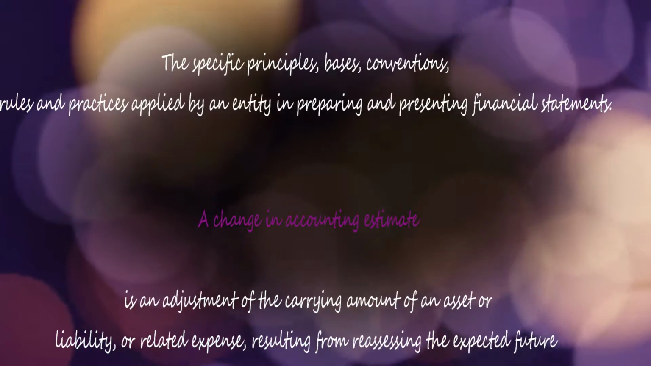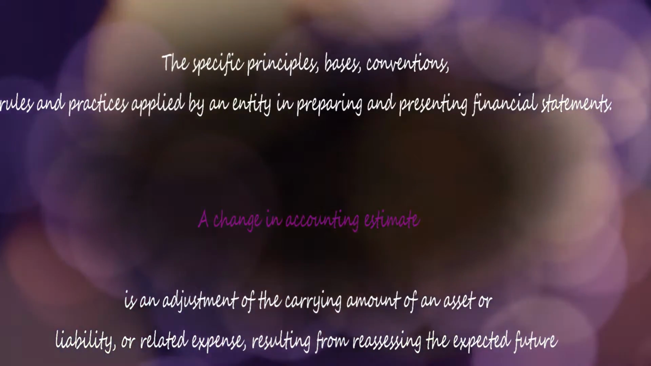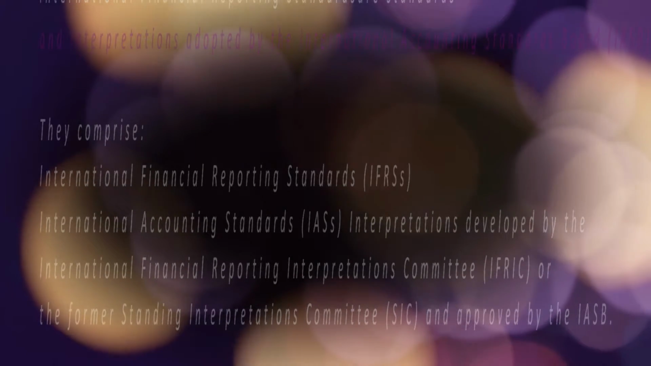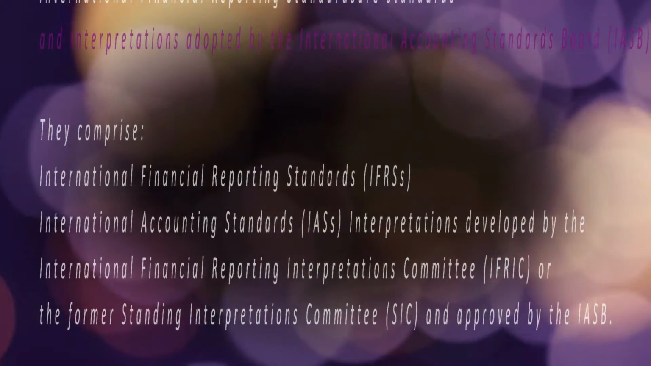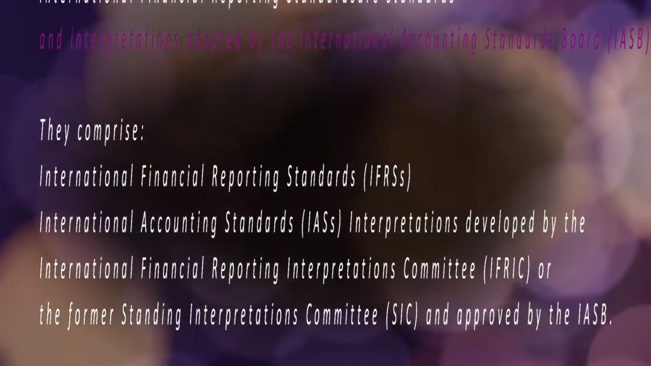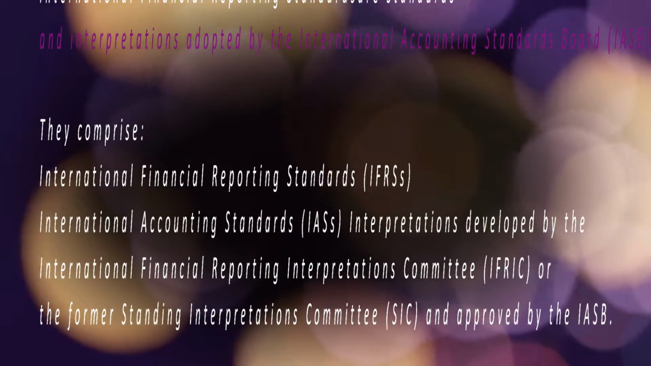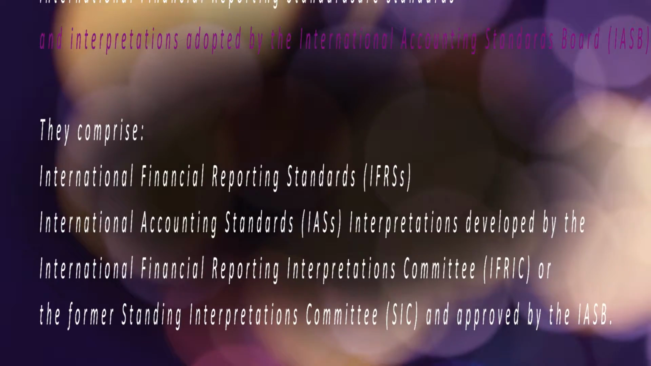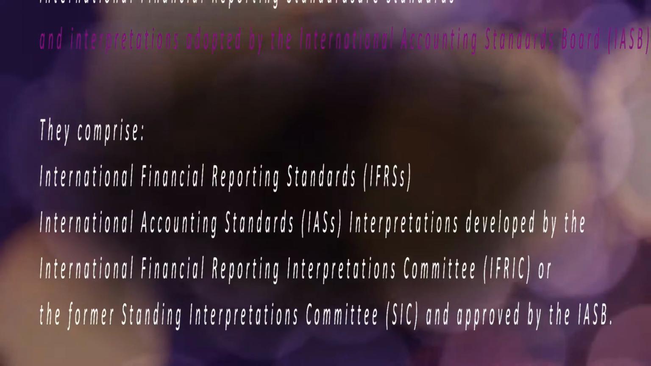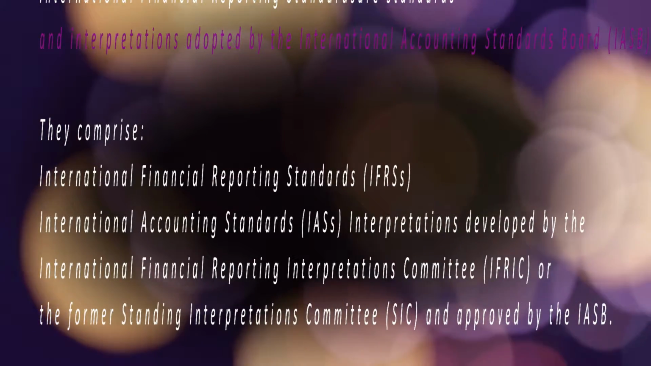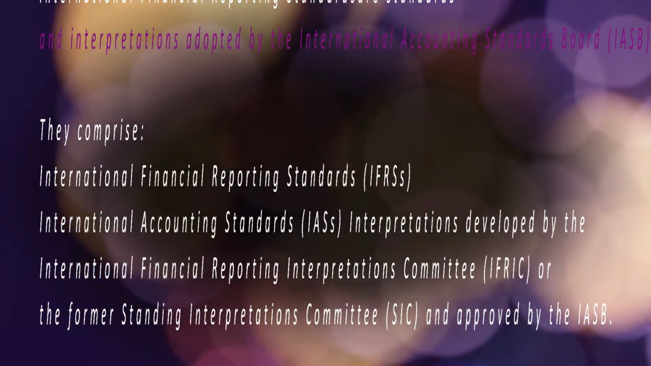The third one is International Financial Reporting Standards, which are standards and interpretations adopted by the International Accounting Standards Board, IASB, and they comprise International Financial Reporting Standards, IFRS, and International Accounting Standards, IAS. Both of these standards are developed through interpretations by the International Financial Reporting Interpretations Committee, IFRIC, or the former Standing Interpretations Committee, SIC, and approved by the International Accounting Standards Board.